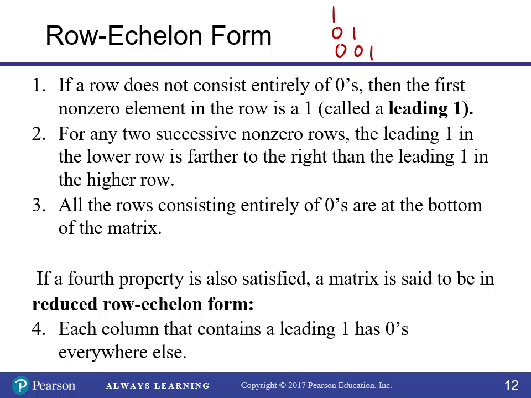So then it says if a fourth property is also satisfied, a matrix is said to be in reduced row echelon form. Okay, so this is when each column that contains a leading 1 has zeros everywhere else. So if you continue to do your matrix operations, if you're trying to get it into the reduced row echelon form, it would look like this.